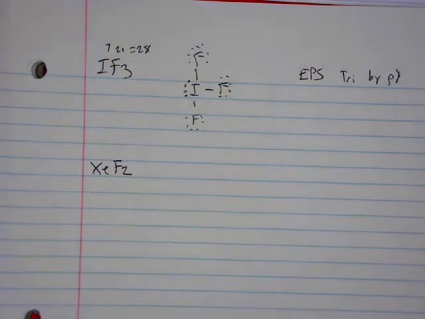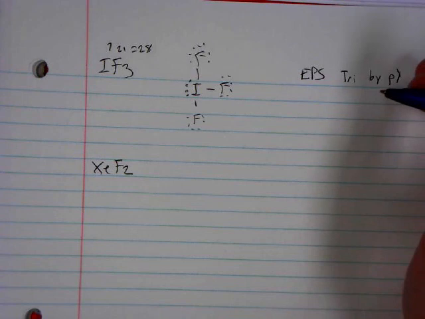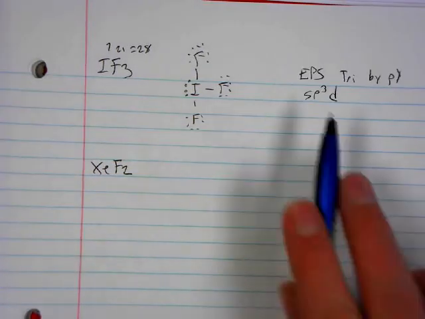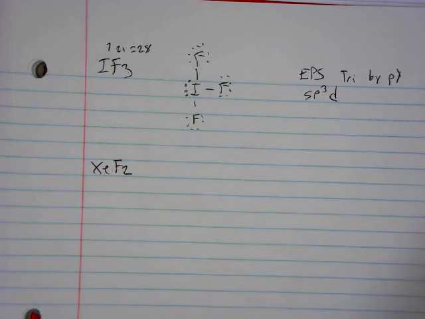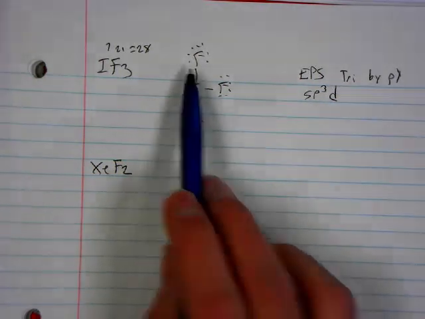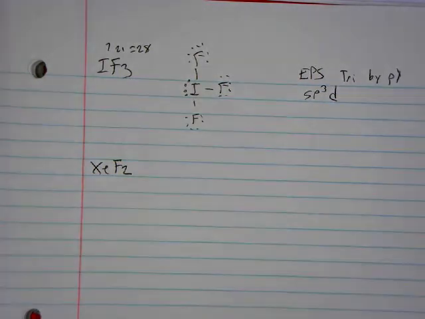EPS, trigonal bipyramidal, or TBP. Hybridization is sp3d. 5 sites: 1, 2, 3, 4, 5.